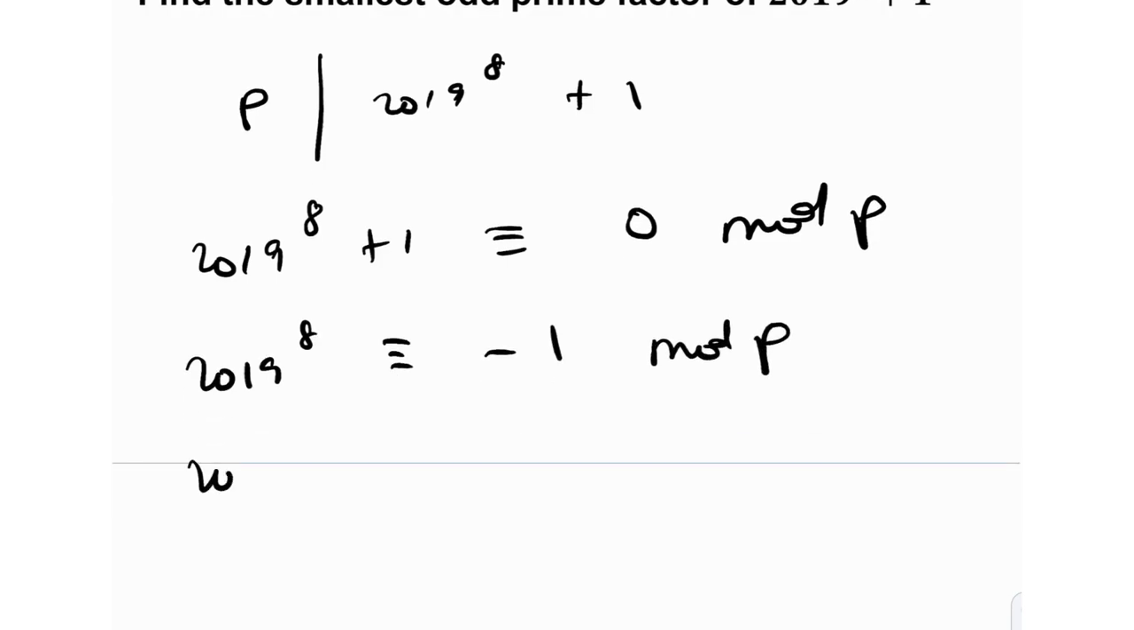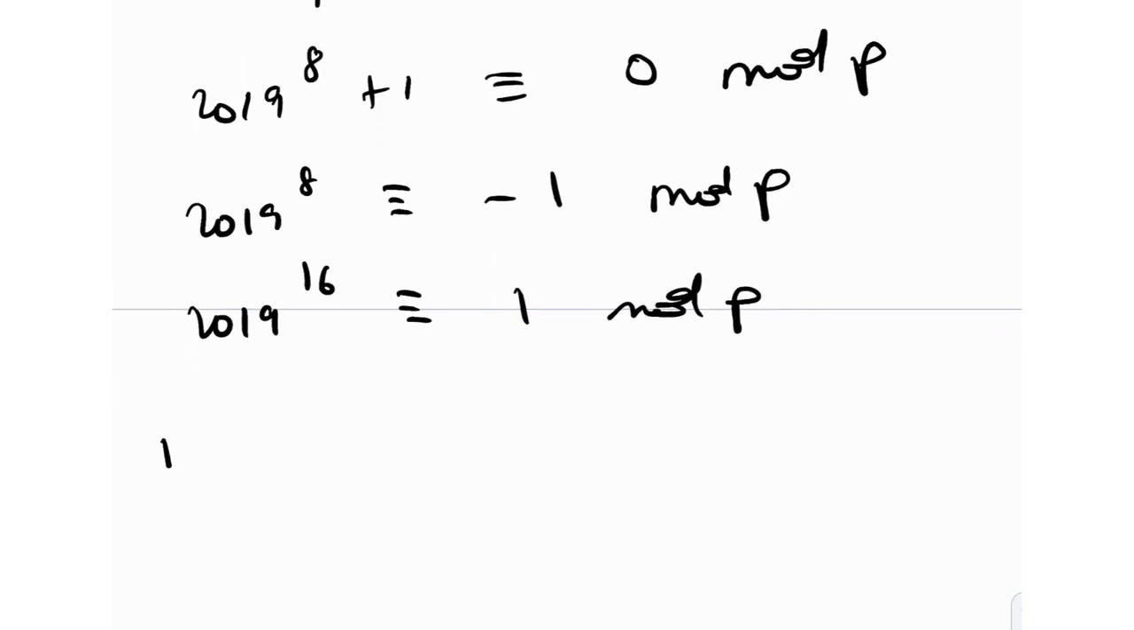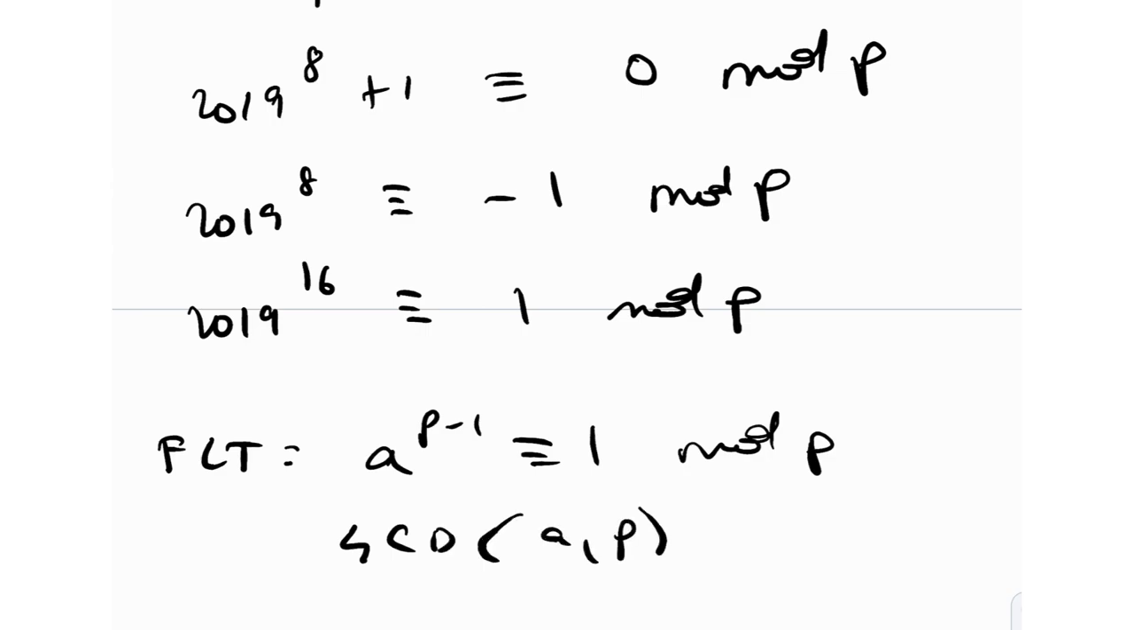And 2019 raised to the power 16, if I just square this, is congruent to 1 mod p. I'm just squaring terms here, so it should be pretty clear. So we have 2019 raised to the power 16 is 1 mod p. This is kind of similar to Fermat's theorem. What does Fermat's theorem say? It says that a raised to the power p minus 1 is congruent to 1 mod p, such that the GCD of a and p is equal to 1.